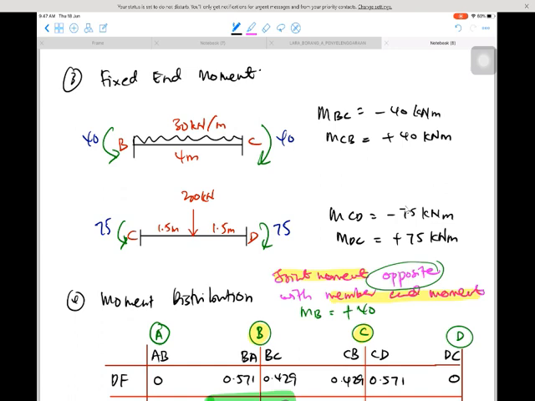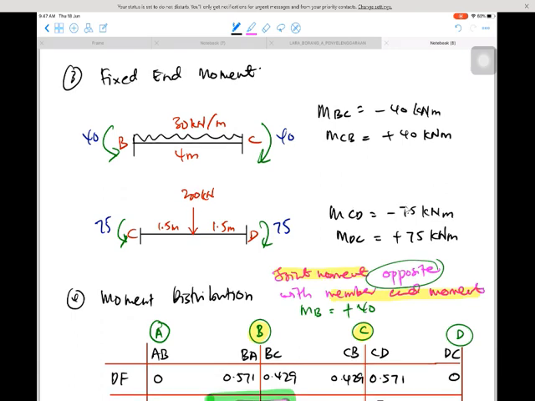FEMBC is negative because it is counterclockwise, so it is negative. The same goes for 75 for FEMCD, it is negative because the direction is counterclockwise. And then step number 4.